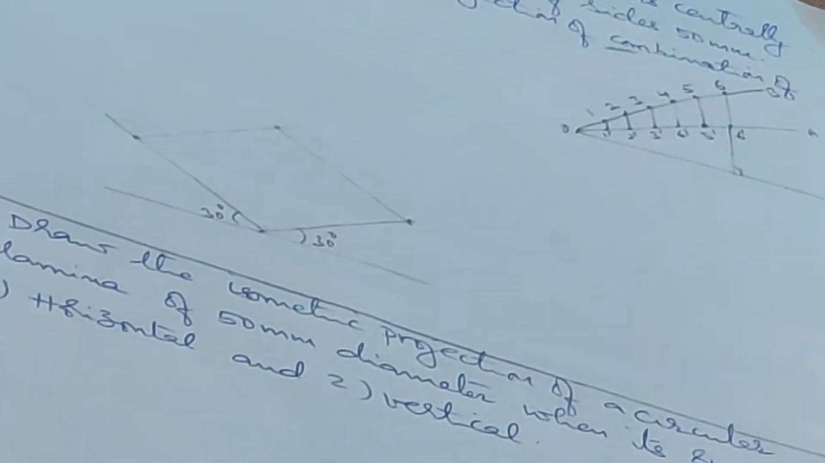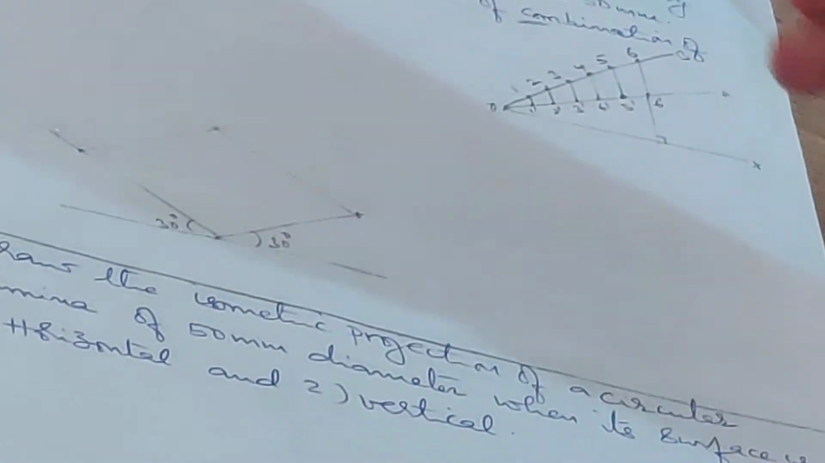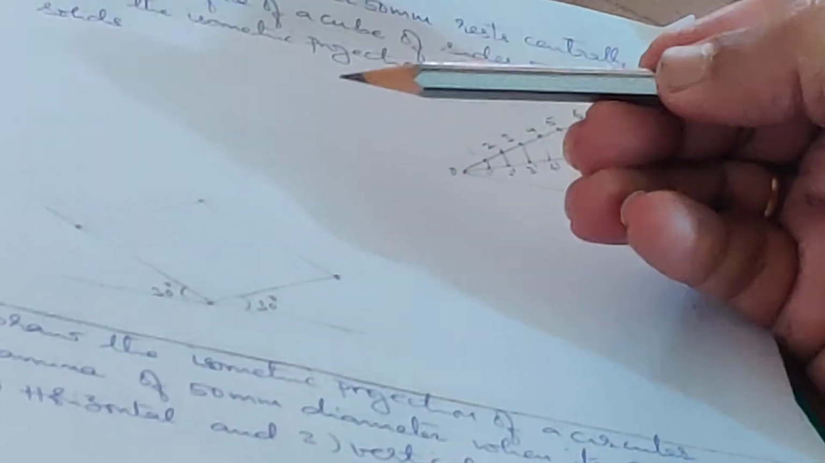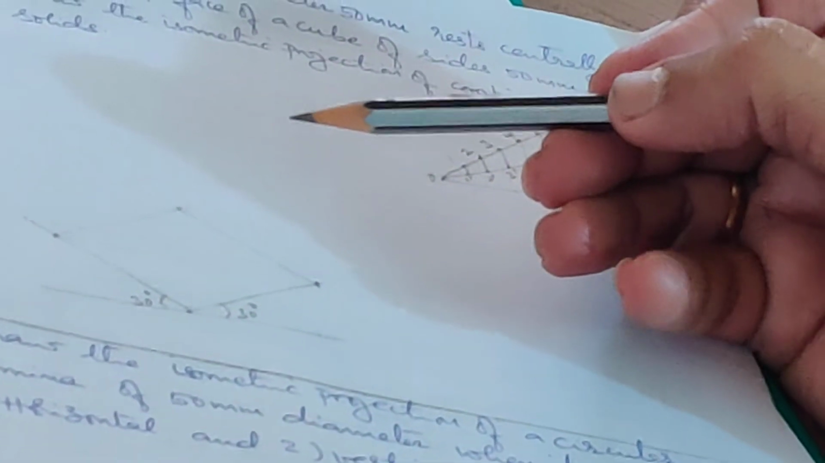Now I will take the height. The height also will be 50 for the cube. Now the height will be taken along the third axis. The third axis is vertical axis. So far we have used two inclined axes. Now the third axis is vertical axis. I have already shown you what are isometric axes.